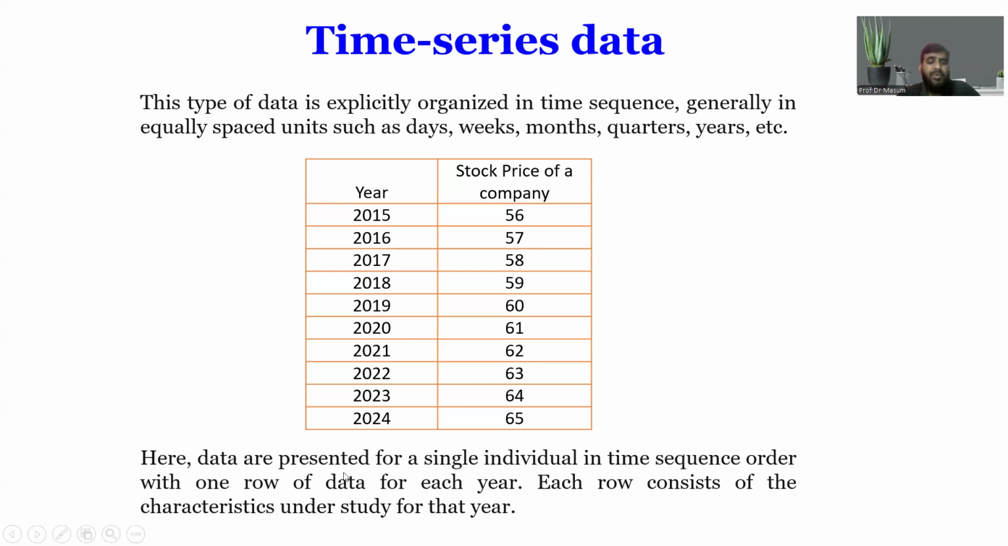Here data are presented for a single individual in time sequence order with one row of data for each year. Each row consists of the characteristics under study for that year. This is the characteristic of the study, the stock price of a company.